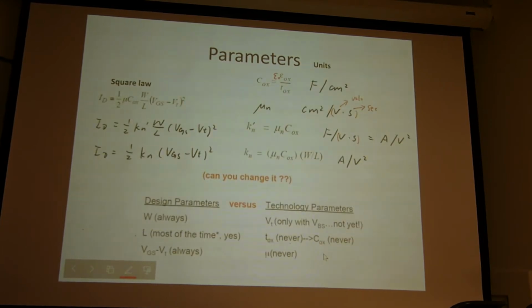Then we talk about the parameters for the IV equation, and here we have some notations from the Sedra/Smith textbook. Kn prime is defined as mu n Cox, and if you further include W over L, which are the geometry parameters, you get Kn. This gives a simple version of the saturation current: drain current is half Kn, VGS minus VT, squared. This is also called the square law of the saturation current.